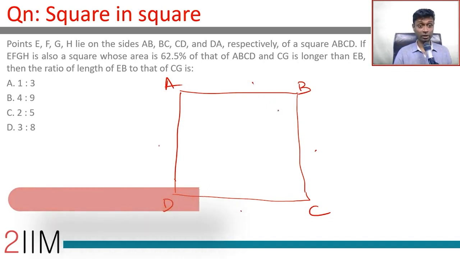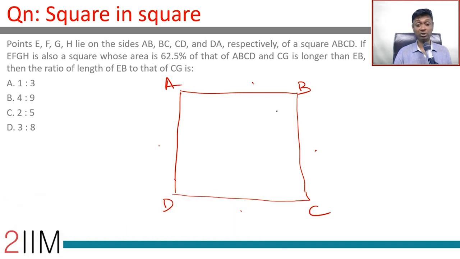E, F, G, H lie on these sides. EFGH is also a square whose area is 62.5% of that of ABCD, and CG is longer than EB. So E is here, F is here, G is here, H is here. 62.5% is a lovely number. 62.5% is 5 by 8. Now this is a square. Either EFGH could be bang in the middle or somewhere in the corner. Right? So remember, this has to be a symmetric figure inside, otherwise the EFGH won't be a square.